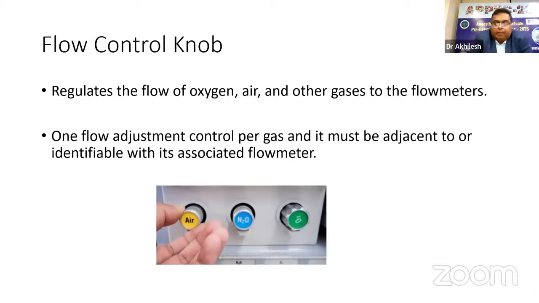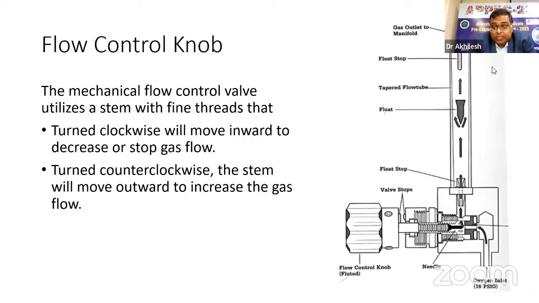Coming on to another part of the intermediate pressure system, the flow control knob. These are the flow control knobs. It regulates the flow of oxygen, air, and other gases to the flow meters. There is one flow adjustment control knob per gas, and it has to be adjacent to, and identifiable with, the associated flow meter. This is the flow control knob.